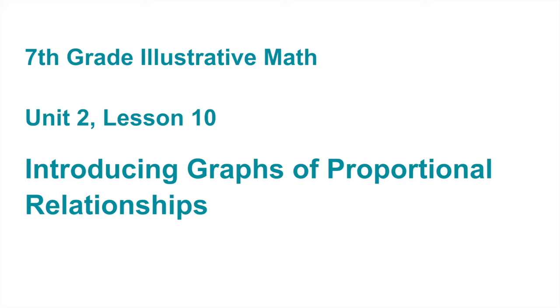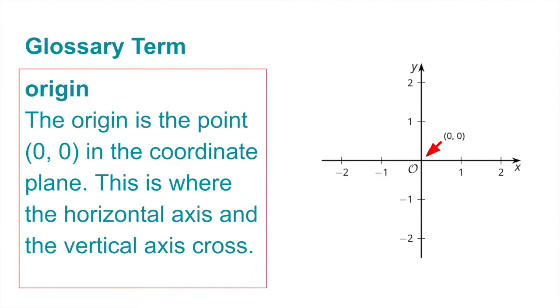Seventh grade Illustrative Math, Unit 2, Lesson 10. Introducing graphs of proportional relationships. Glossary term, origin. The origin is the point 0, 0 in the coordinate plane. This is where the horizontal axis and the vertical axis cross.